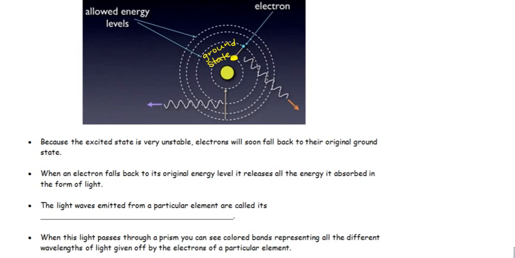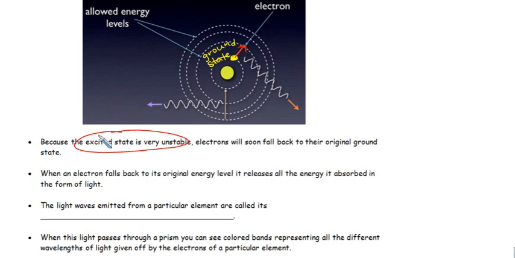Okay, so let's say we just add a small amount of energy, and this electron jumps from level 1 to level 2. That electron is now excited. It's in a higher energy level than it would normally be found. Now here's the bummer. The excited state is not stable. The excited state is very unstable.